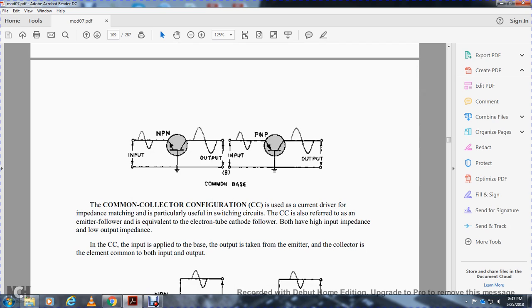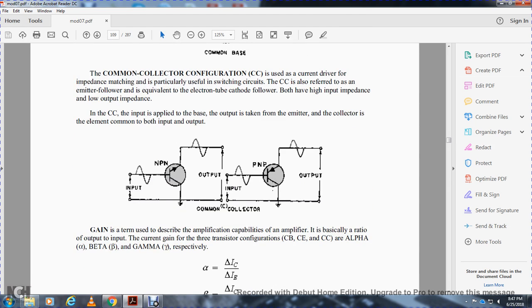You have the current derived with impedance matching, particularly useful in switching circuits. The common collector configuration is also referred to as an emitter follower, the equivalent of the electron tube cathode follower, and has a high input impedance and low output impedance. The input for the common collector is applied to the base, and the output is taken from the emitter, with the collector as the element common to both the input and output.